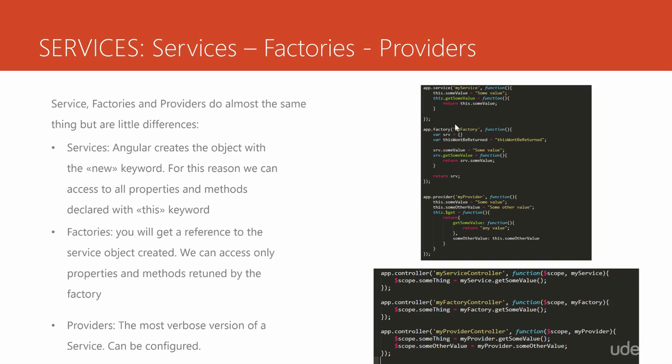Providers are the most verbose version of a service, and they can be configured in the Angular config phase, which is a part of the Angular bootstrap phase. We'll talk about Angular lifecycle later on. So for now, just ignore the provider's way of doing that, but be aware that in the Angular core code, a service is just a wrapper for factory, which is also a wrapper for providers. So at the very end, whatever is the way you'll be using, it will be a provider.